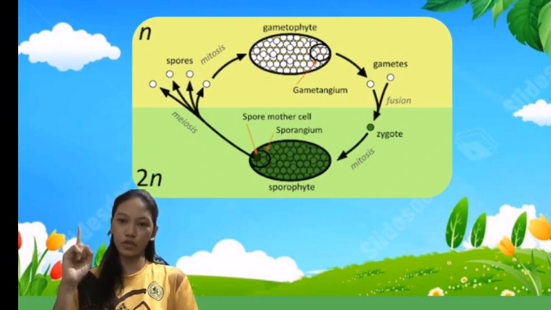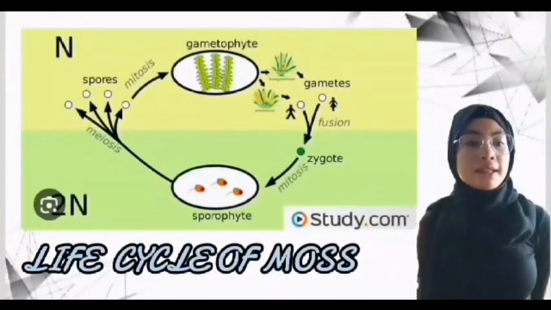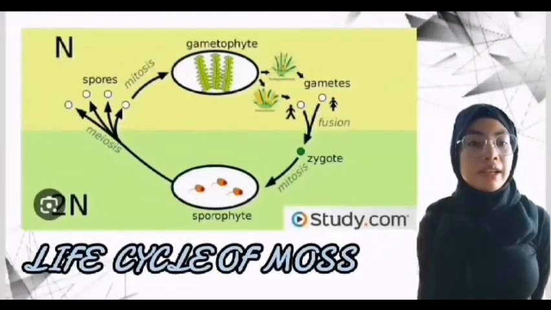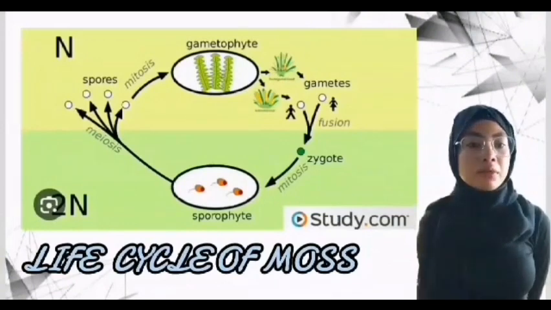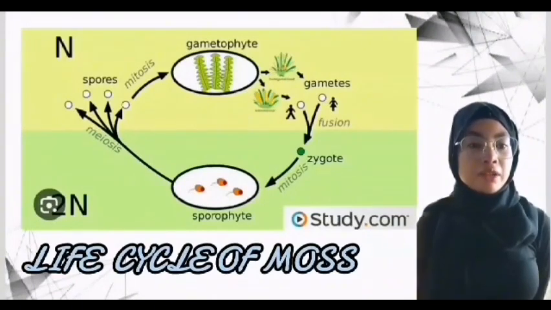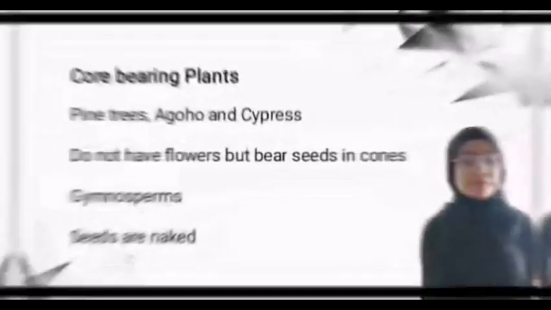Here is the picture. Life cycle of moss. Mosses are non-vascular plants that play a crucial role in the ecosystem. They reproduce through spores, not seeds. Their life cycle involves alternation of generations, with a haploid gametophyte and diploid sporophyte phase.